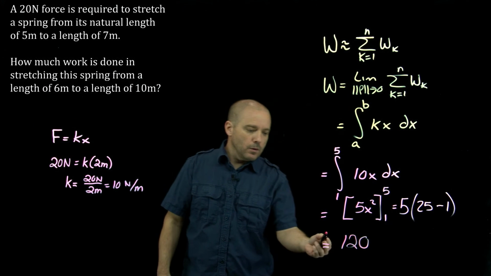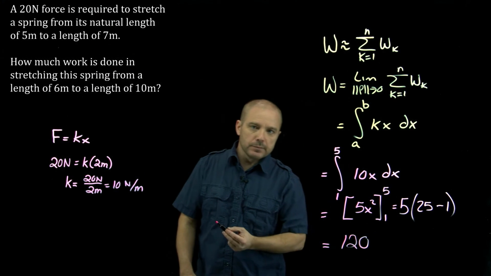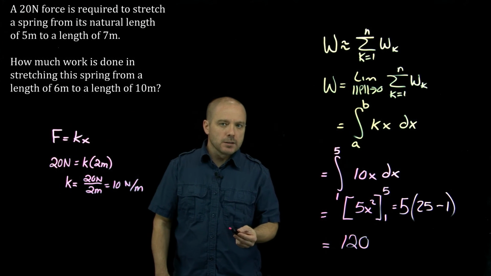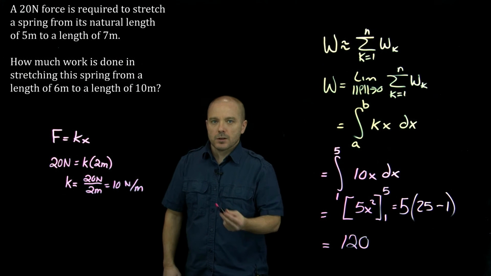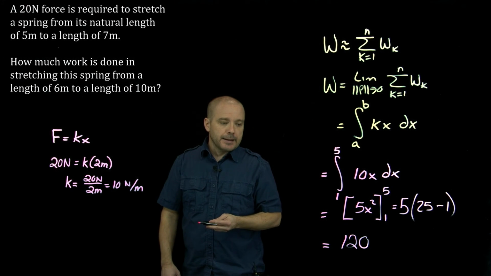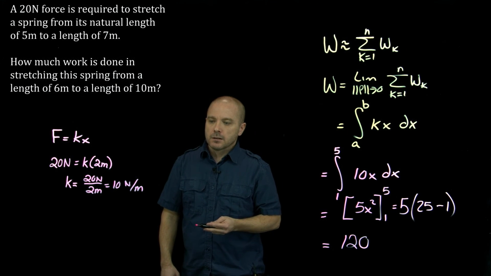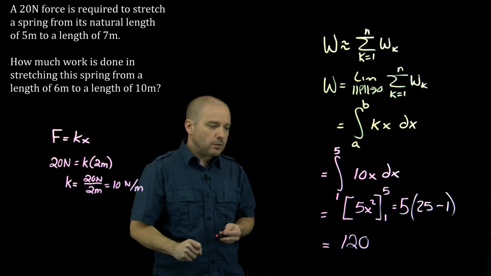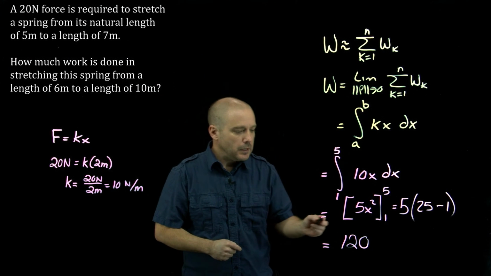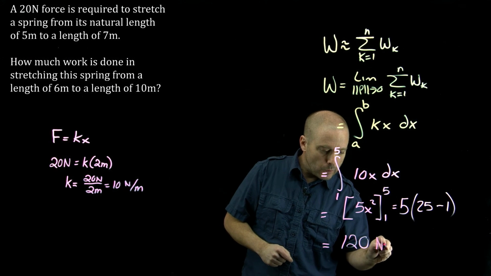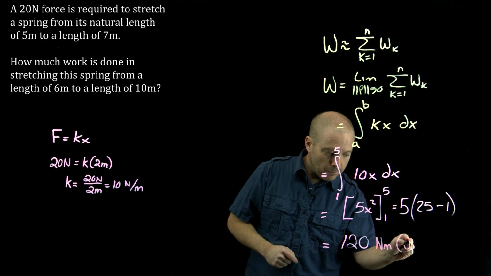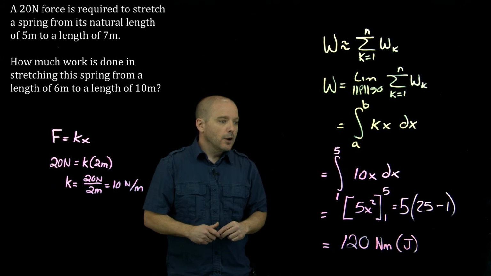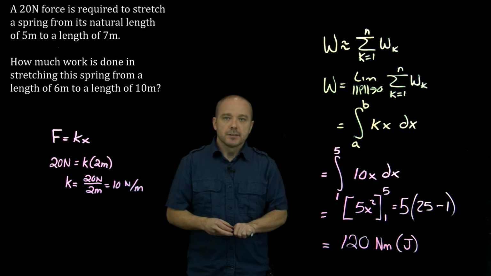Now, we should always, in these physical problems, label our units. So what would our units be here? Remember, work is a force times a distance, right? Or force times displacement. Our force units here were in newtons, and our distance units were in meters. So this should be Newton meters, or remember, in metric, a Newton meter is a joule. So 120 joules in this case.